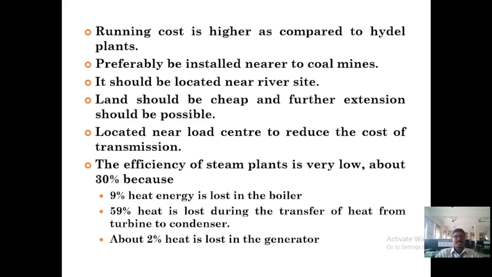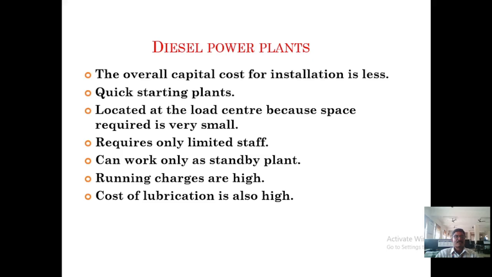The efficiency of steam power plants is very low because of some losses. The overall efficiency of a steam power plant is around 30% because 9% of heat energy is lost in the boiler, 59% of heat is lost during the transfer of heat from turbine to condenser, and about 2% of heat is lost in the generator. Due to that, the efficiency of a steam power plant is very low, around 30%.